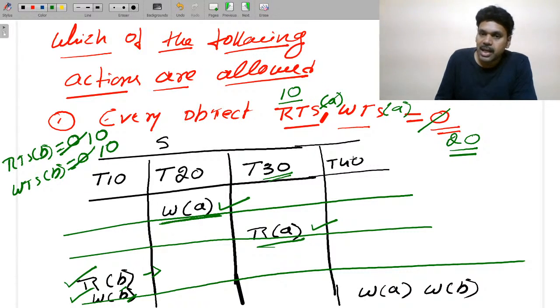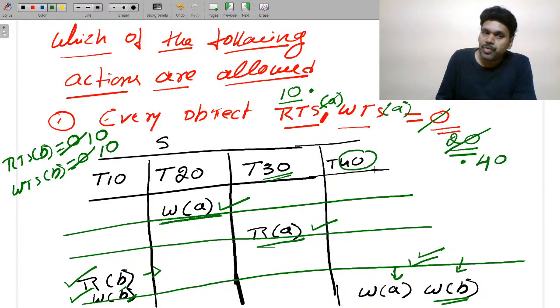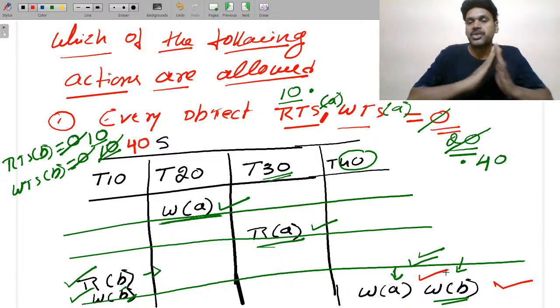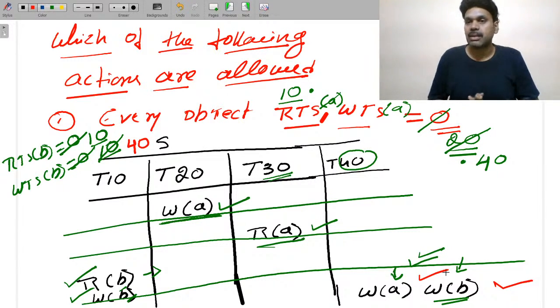This becomes 10 and this also becomes 10. Clear? And come here. I am coming with a 40 and I am trying to access A and B. So 40 is greater than 20 and 40 is greater than this 10. Therefore, this is also allowed. This becomes 40. And WB, 40 is greater than 10 and greater than 10, and this value becomes 40 here. Therefore, it is also allowed. It's a perfect example for timestamp ordering, how it is going to execute on the objects. Okay, friends?